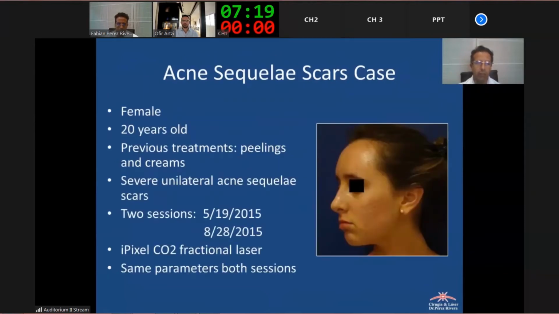This is our patient, female, 20 years old, who had only performed peelings and creams as previous treatment. With the diagnosis of severe unilateral acne sequelae scars, I performed 2 sessions on her face, the first one in May 2015 and the other one in August 2015. We used the high pixel CO2 fractional laser, and we used the same parameters on both sessions, the parameters I will show you in a minute.